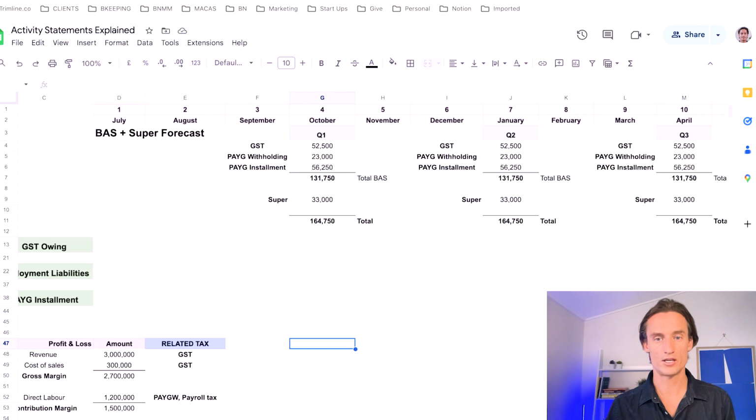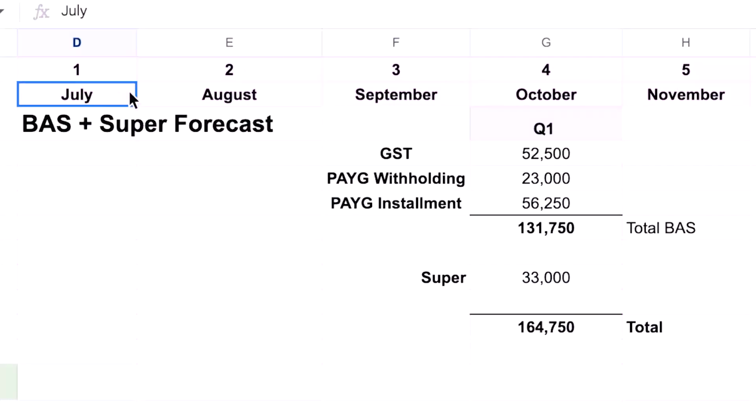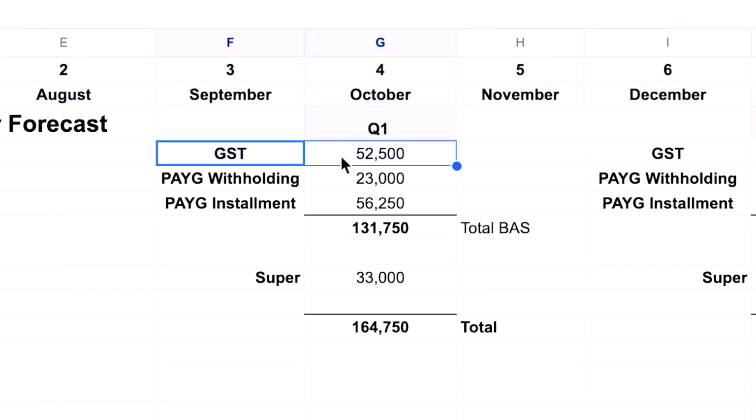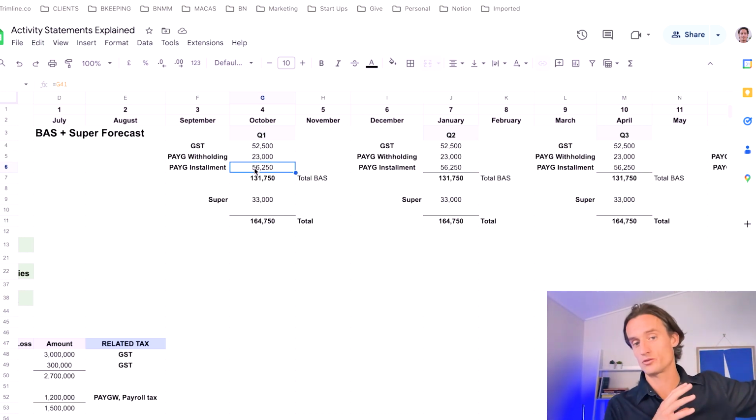And then you can see this very simple forecast with all of those combined. If we think about a new financial year, July, August, September, and then in October, you'll have all of those things due. The GST will come due from that previous quarter. Pay-as-you-go withholding will be due from the previous quarter. The installment based on last year's tax return becomes due.